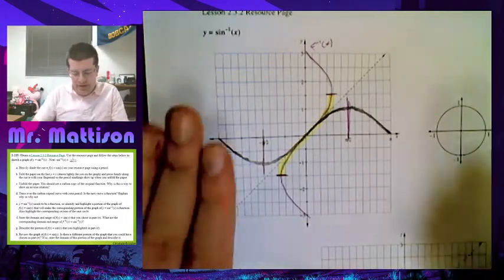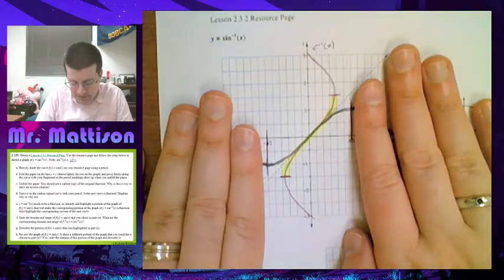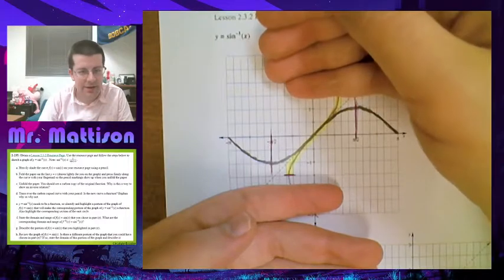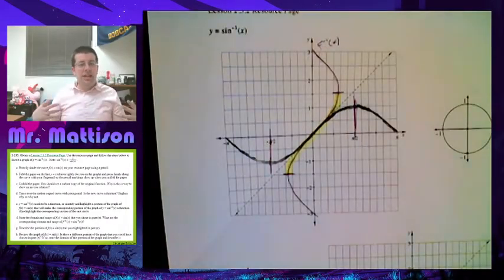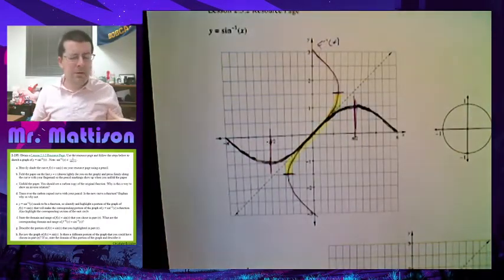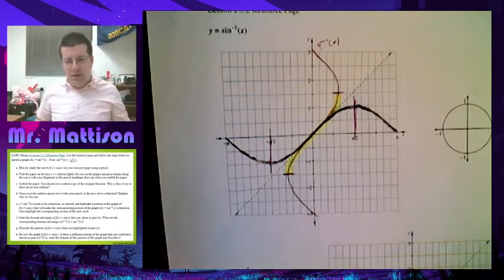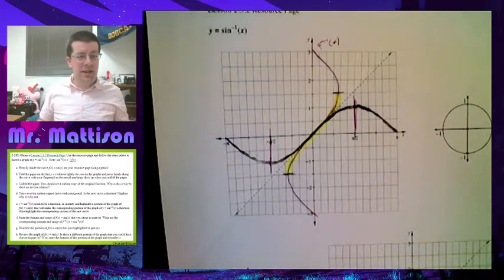So if I cut my domain of my original here, then it is invertible because my inverse stays a function. So that's going to be a pretty key thing here going forward, and that's a pretty important interval for all of sine. Now we're going to do the exact same thing for cosine.